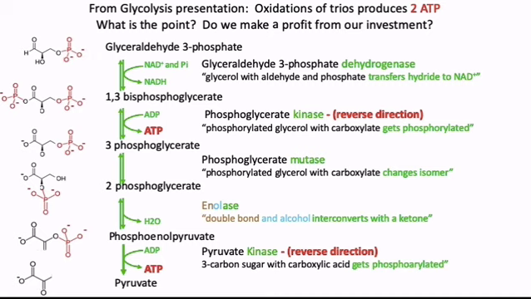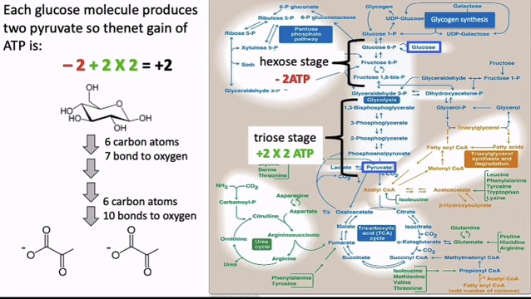Of course, there's a flaw with this reasoning. How do we get a profit? Please pause and answer. It's pretty important to understand. Well, of course, there's 2 trioses for every 1 hexose.